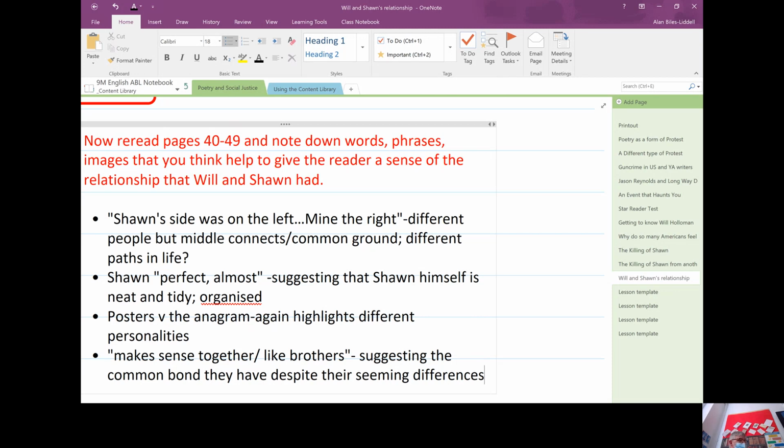So despite the seeming differences that you're suggesting here, they've got this common bond. They are brothers, like brothers. And of course, what poetic technique is that? Like brothers? Simile. Yeah, got the simile going on there. Good. Moving on, 43 then.